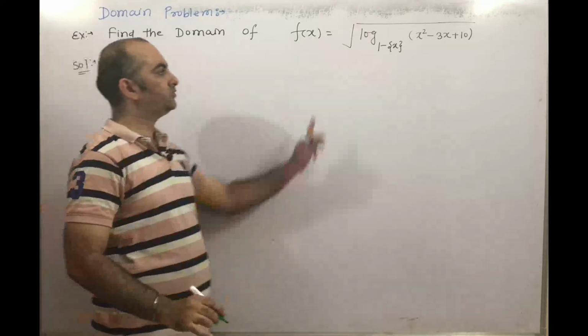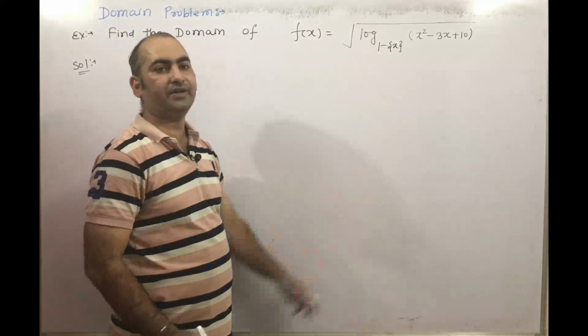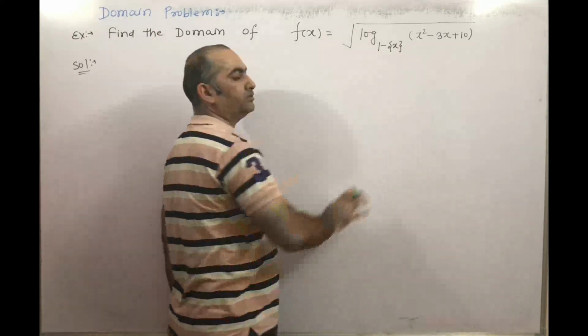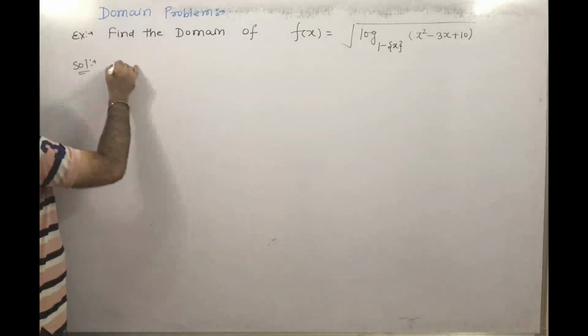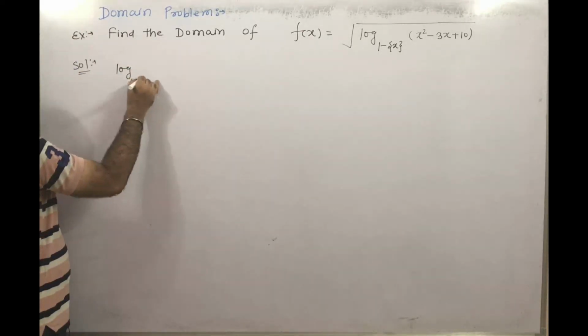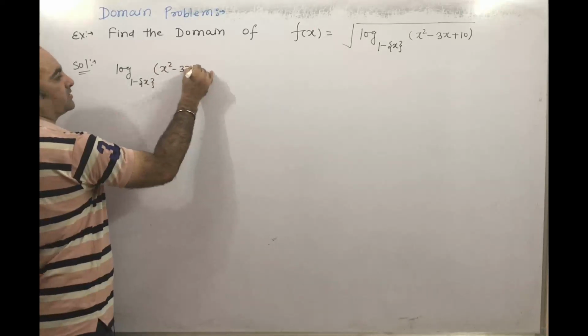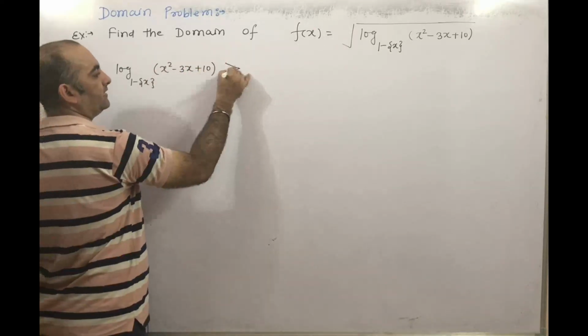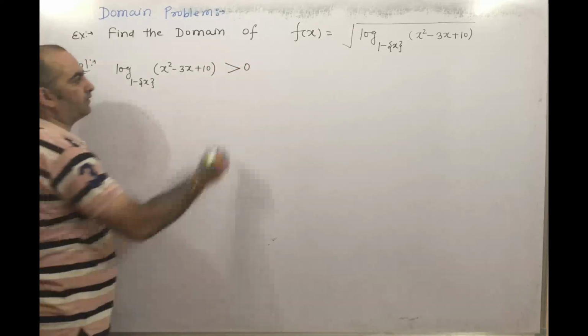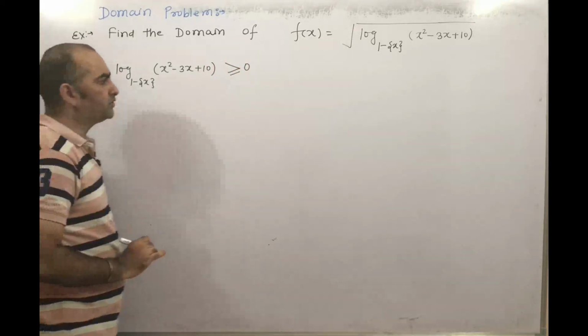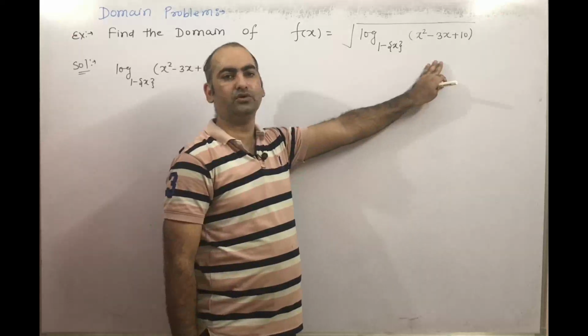First thing you have to check is the square root. The square root is defined if the inside quantity is either positive or 0. So according to this, we can say log of (1 minus fractional part of x) into (x square minus 3x plus 10) must be greater than or equal to 0. So the square root is defined if this is positive or 0.